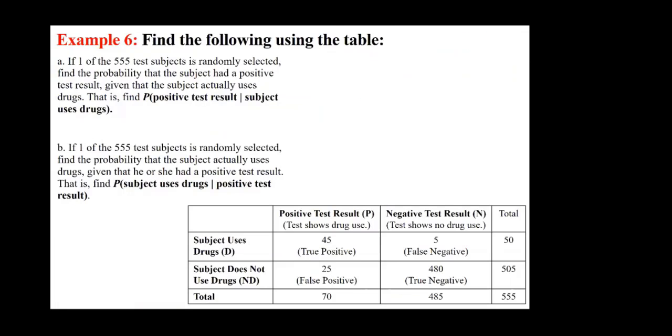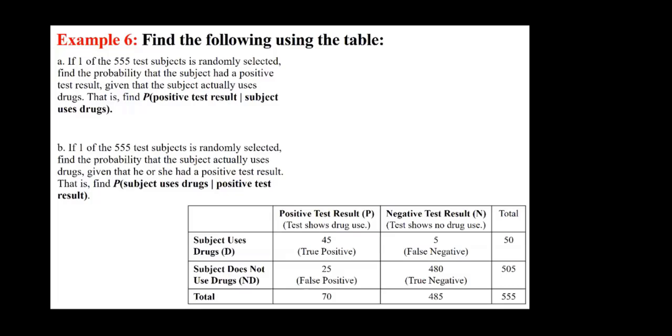If one of the 555 test subjects is randomly selected, find the probability that the subject had a positive test result, given that the subject actually uses drugs. That is, find the probability positive test result given subject uses drugs. B, if one of the 555 test subjects is randomly selected, find the probability that the subject actually uses drugs, given that he or she had a positive test result. That is, find the probability subject uses drugs given positive test result.